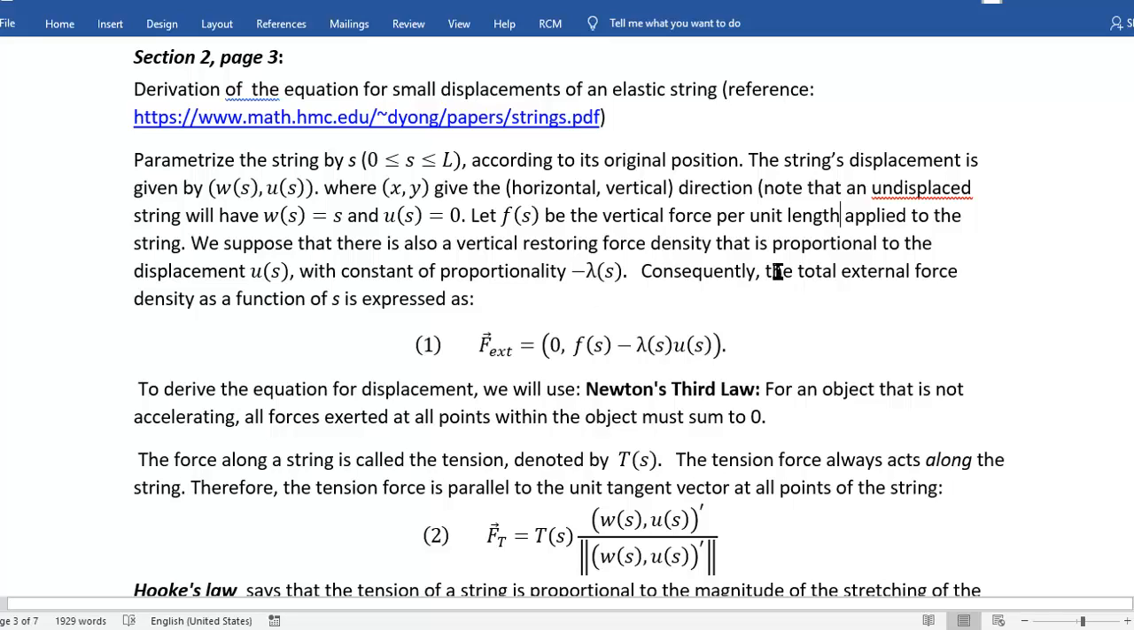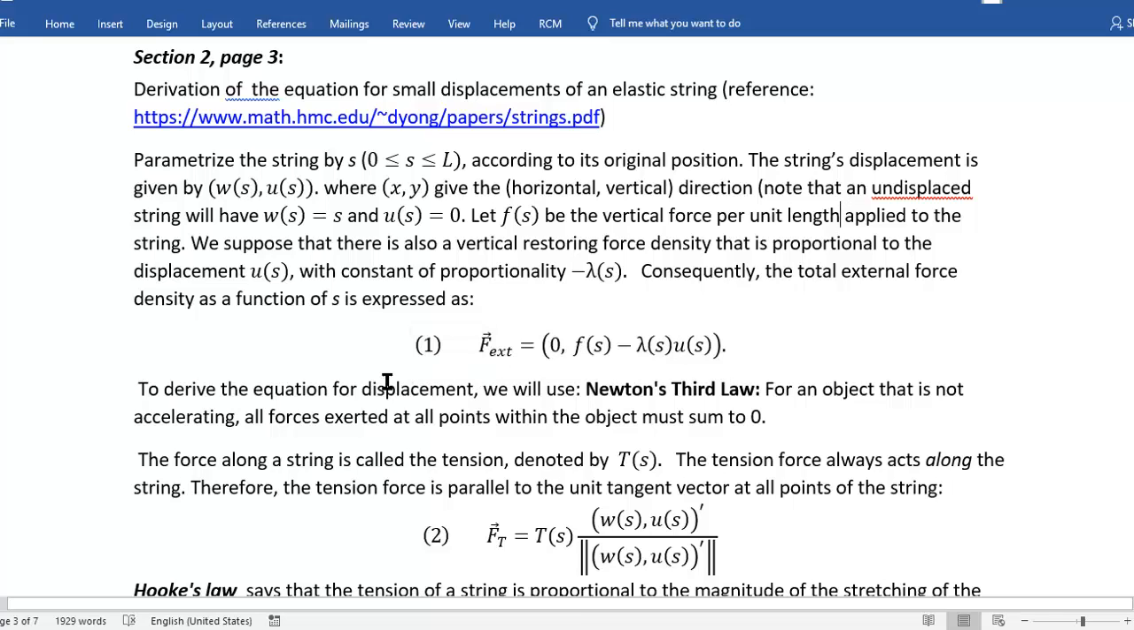So that's what we have now. The total external force is a function of s, and it depends both on the applied force, which is little f of s, and the restoring force, which is minus lambda of s, u of s. And this is in the vertical direction, so I write it as a two-dimensional vector. There's no component along the x direction, and there's a component along the y direction that's given by f of s minus lambda of s times u of s.